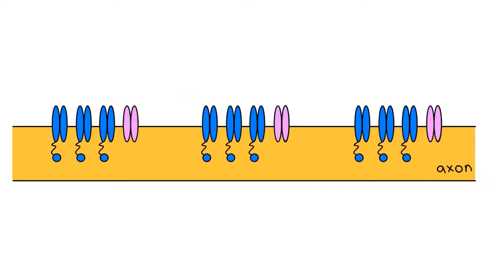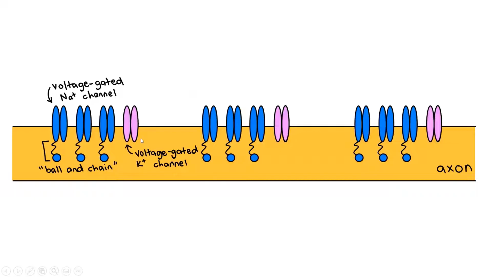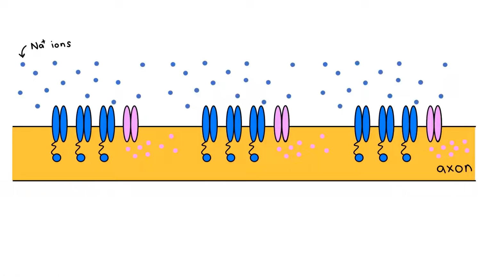If we zoom in on an axon, we would see that there are clusters of voltage-gated sodium channels, which have a structure that is sometimes informally referred to as the ball and chain. We'll see what this does in a moment. There are also voltage-gated potassium channels. These blue dots represent sodium ions, which have a higher concentration outside the cell than inside. The pink dots are potassium ions, which are the opposite and have a higher concentration inside the cell.